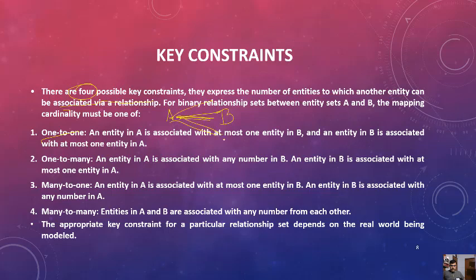An entity in A may be associated with any number of entities in B, and an entity in B is associated with at most one entity in A. This is called one to many. Next is many to one. An entity in A is associated with at most one entity in B.